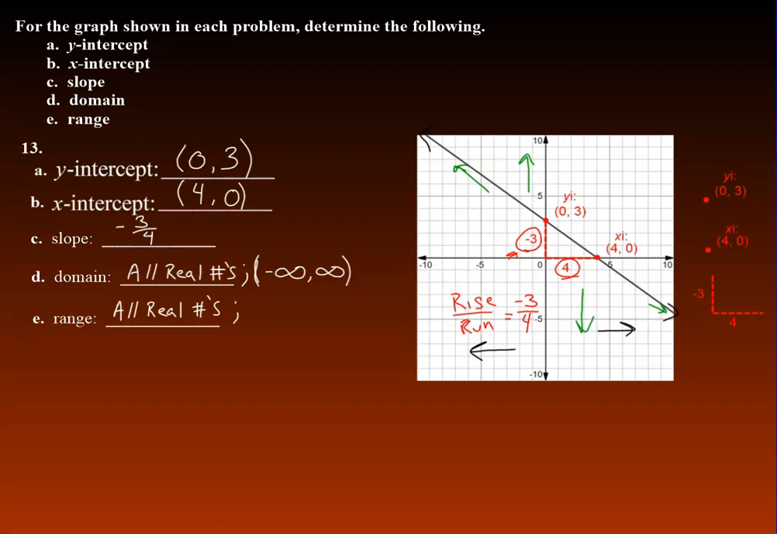In fact, for linear functions that are continuous, that is going to be the case for all of them. The domain and range will always be all real numbers for a linear function that is continuous.